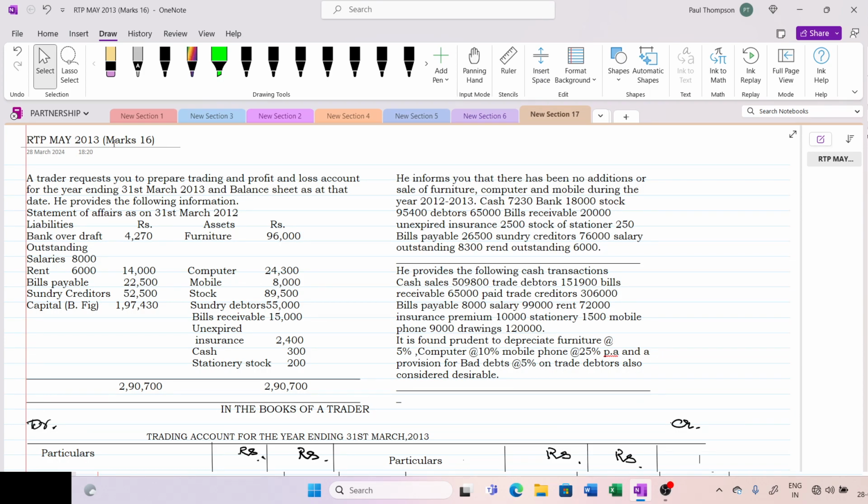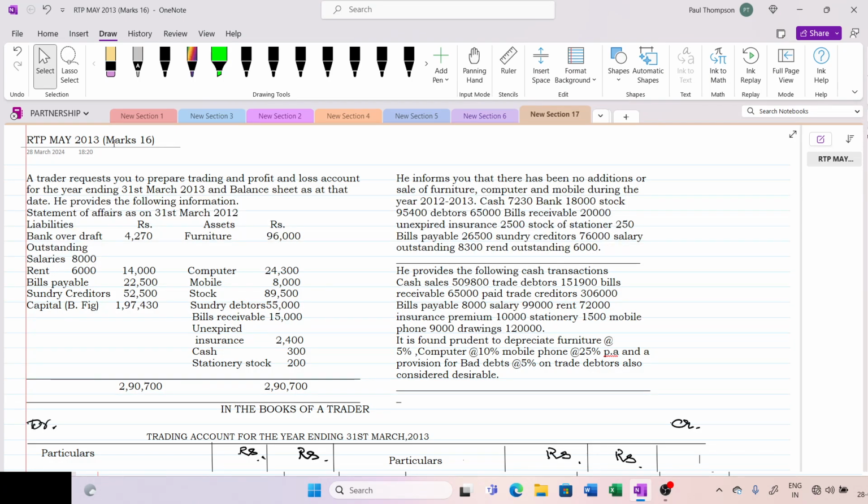They also informed us that there has been no addition or sale of furniture, computer and mobile. This is very, very important because there is no change. The opening balance will appear in the closing balance sheet. If there is any depreciation, after subtracting the depreciation, the final figure will appear in the final balance sheet. But there are no additions or sales of these three items.